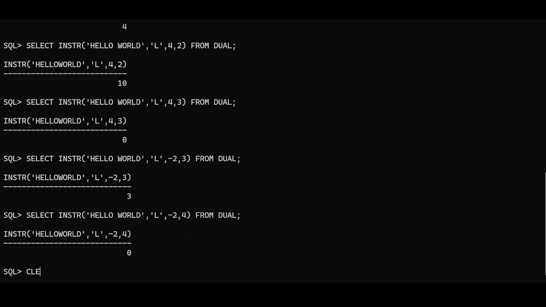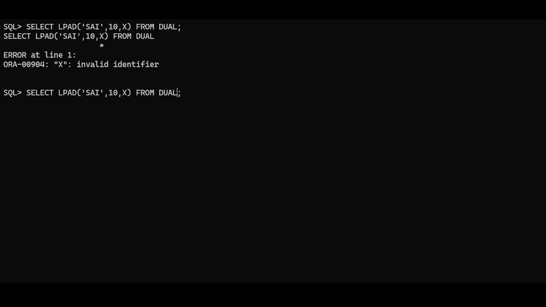Okay, let me clear the screen. Lpad. Select lpad. Let me take something like Sai here, and give the length as 10, and place x from 12. It should be in double quotes.